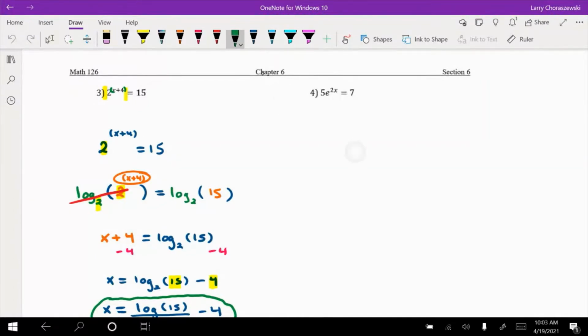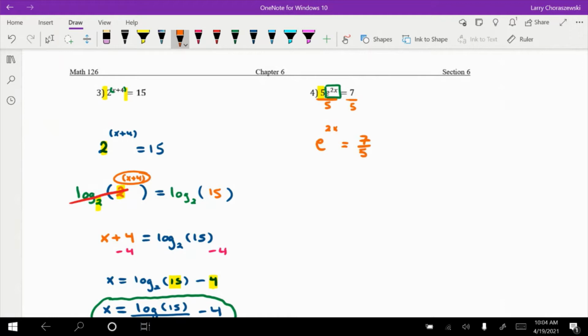Our exponential expression in this case is e to the power of 2x. There is something in front of it, and that's the 5, which is being multiplied. So let's divide each side by 5. So on the left, we're going to have e to the power of 2x, and then on the right, let's leave that as 7/5.